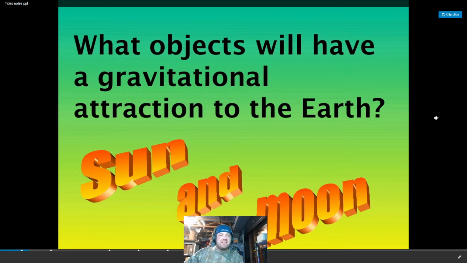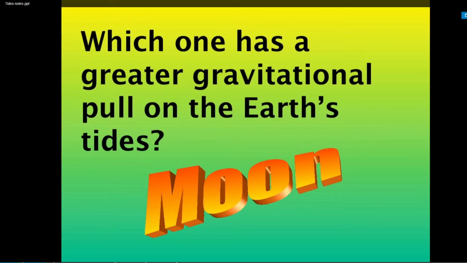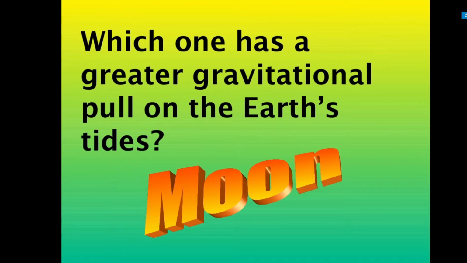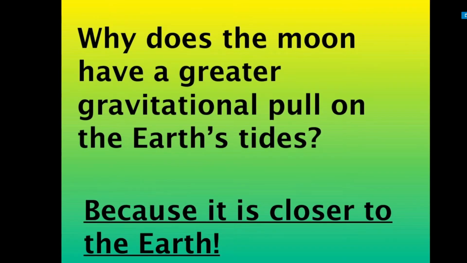So what objects will have a gravitational attraction to the Earth? Well, that's going to be the sun and the moon. Which one has a greater gravitational pull on the Earth's tides? Well, that's definitely going to be the moon, because the moon is very close to us. Why does the moon have a greater gravitational pull on the Earth's tides? It's simply because it's closer.